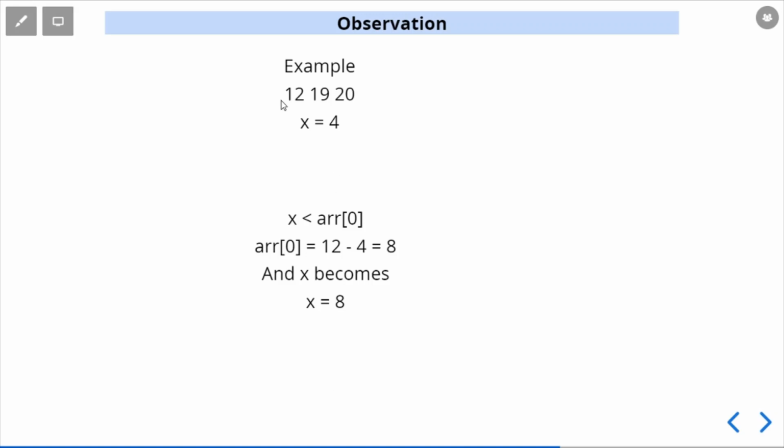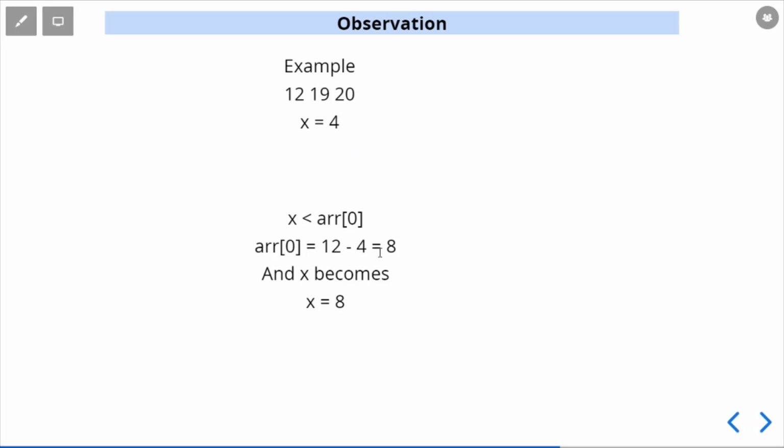Suppose we have an array of population like this, 12, 19 and 20, and initially we have vaccines, that is x equals 4. Now we'll observe from this particular block. Observation 1 will not work here because the population of this country is greater than the number of vaccines that we have on the initial day. So we'll apply observation 2 over here. Since x is less than array of 0, we'll try to get all these vaccines delivered to this country and cure the maximum people it can cure. So it can cure at most 4 people.